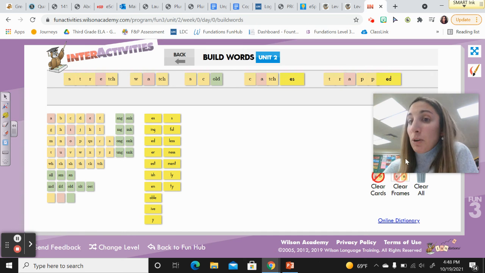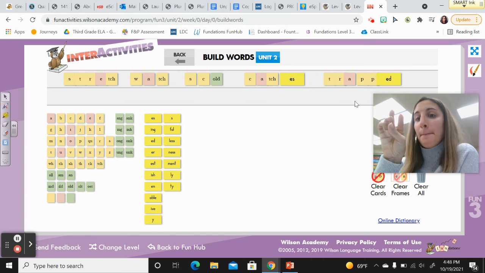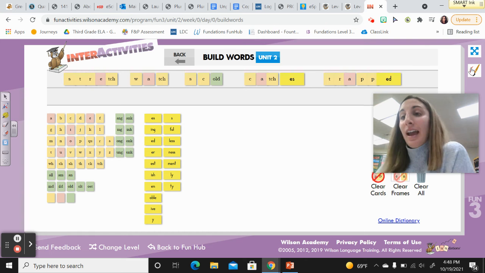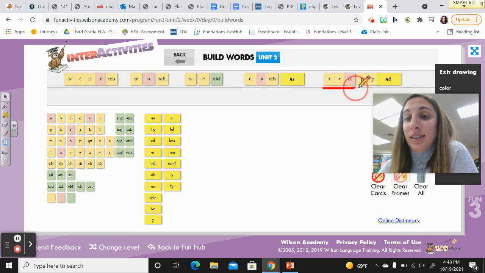Okay, I went ahead and built our last word for today. We're not going to tap the suffix, but let's tap the base word. Go. App, trap, trapped. That ED sounds like a letter T. It does. So when we mark this word, first of all, our base word to underline is just trap.